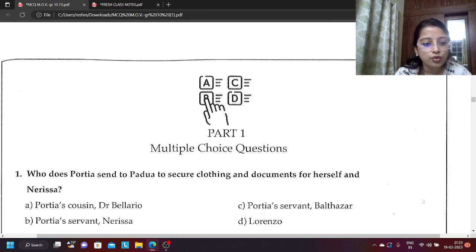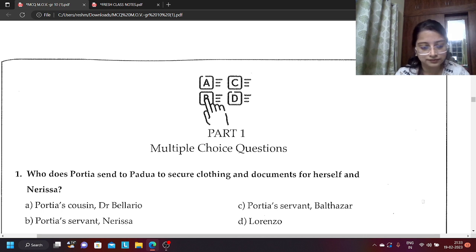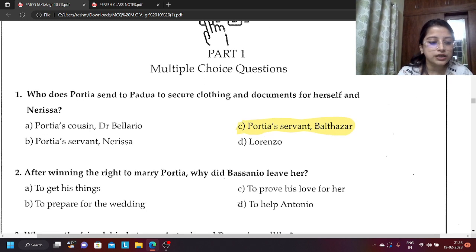First question. Who does Portia send to Padua to secure clothing and documents for herself and Nerissa? Portia's cousin Dr. Bellario, Portia's servant Nerissa, Portia's servant Balthazar, Lorenzo. This is option number C, of course, Portia's servant, right? Balthazar. His name was Balthazar. Let's move to question number 2.